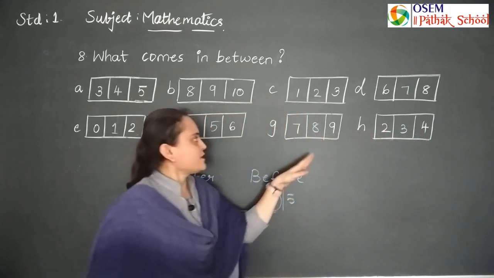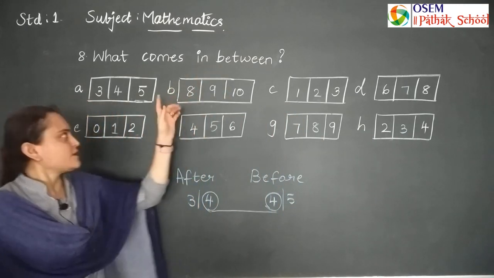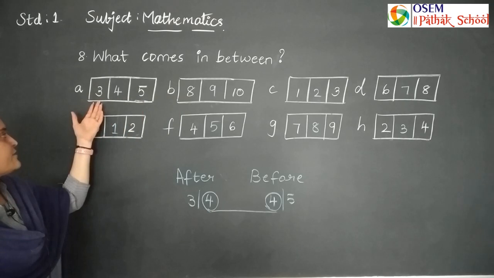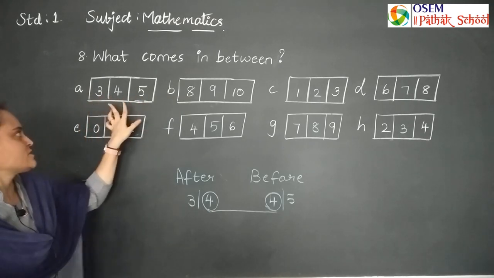So you have to do like this only for all the sums. Okay, in between you always do like this: before 5 and after 3. You have to see the first number and the last number. Which number is given?